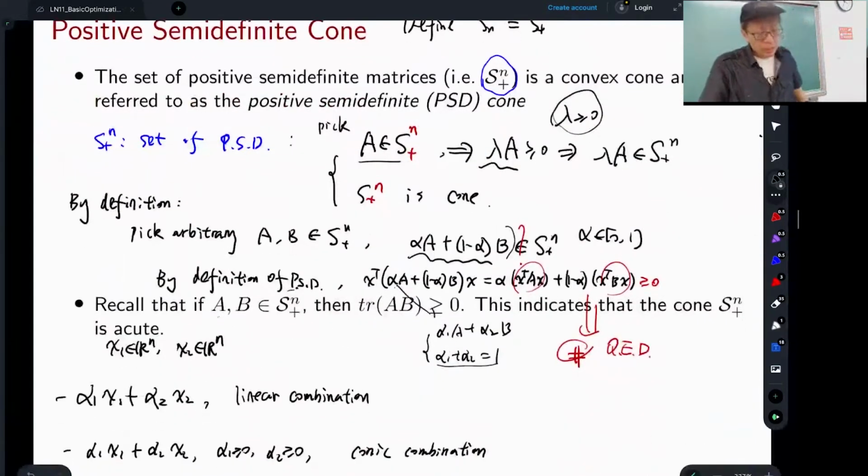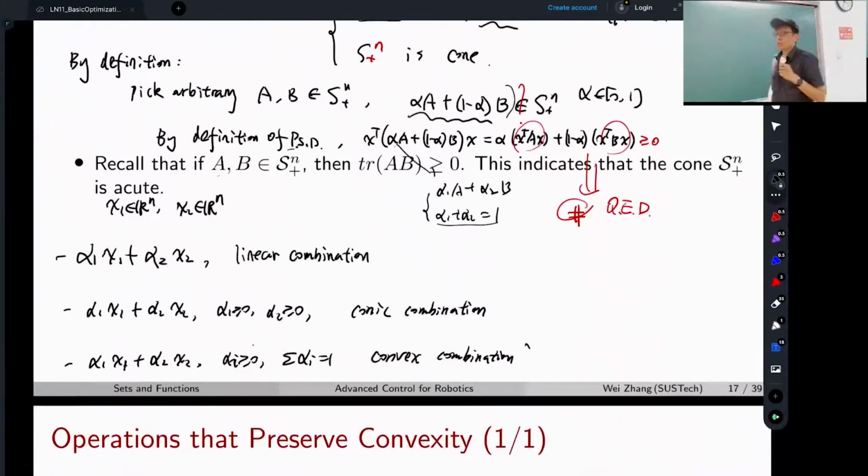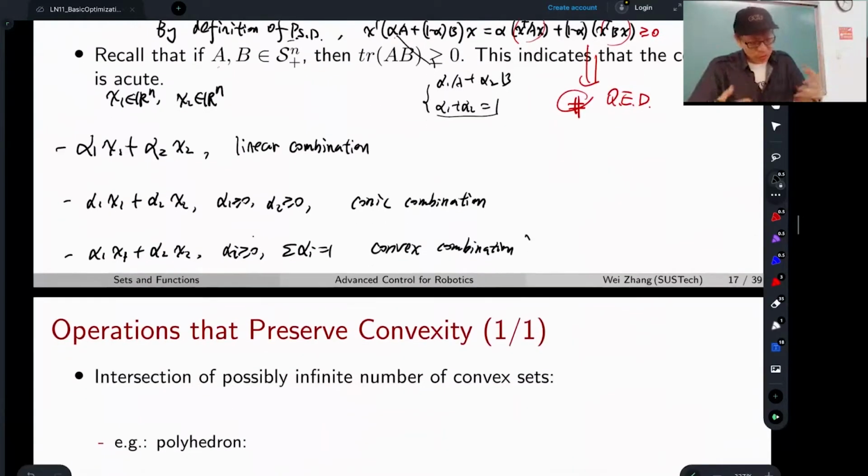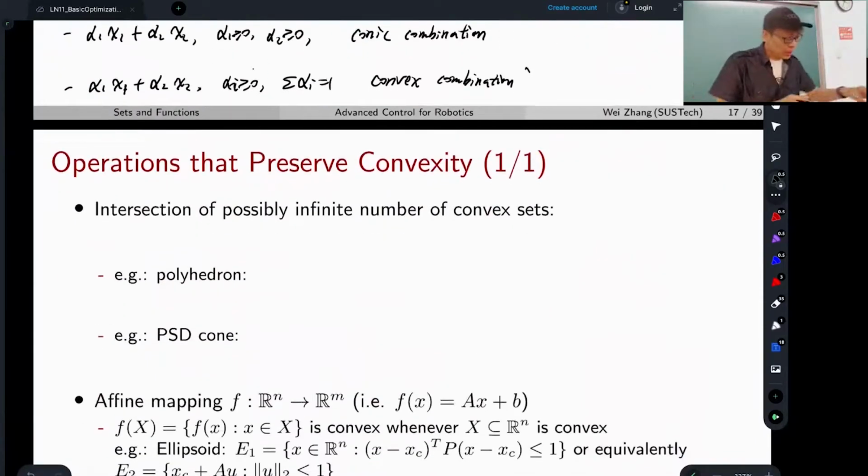That's an important property. The set of positive semi-definite matrices is a cone, a proper cone. Well, next lecture will be useful. For now, it's just for you to get familiar with this kind of a little bit rigorous discussion.